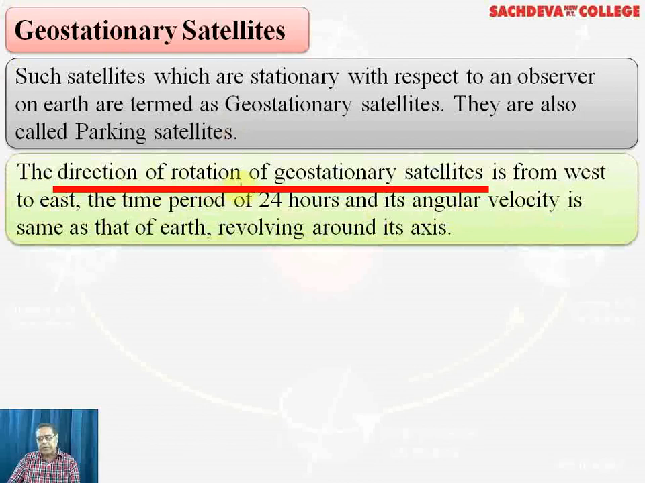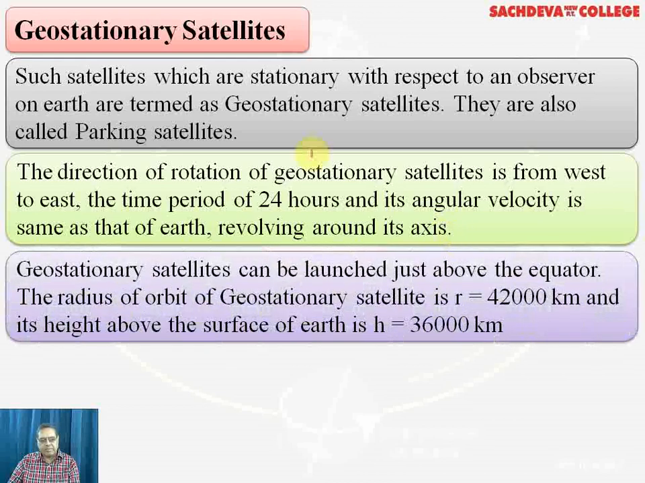The direction of rotation of the geostationary satellite is always from west to east, and the time period is 24 hours. Its angular velocity is the same as that of Earth revolving around its axis. This I have just stated before explaining the function of a geostationary satellite. Geostationary satellites can be launched just above the equator, and I have explained earlier that the distance of the geostationary satellite is nearly 42,000 kilometers.